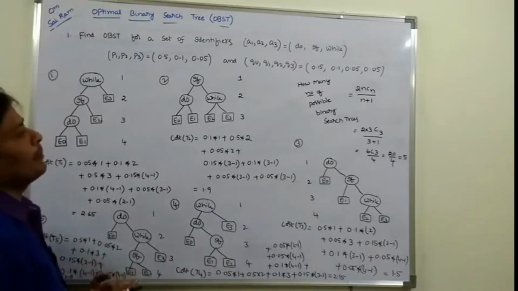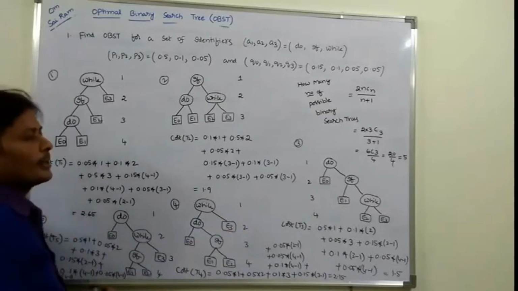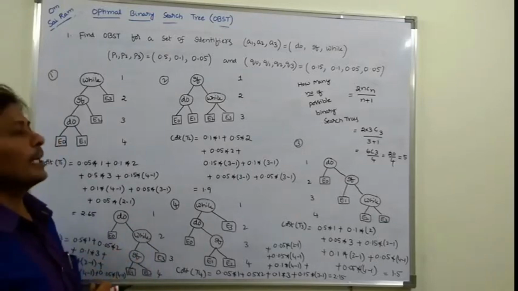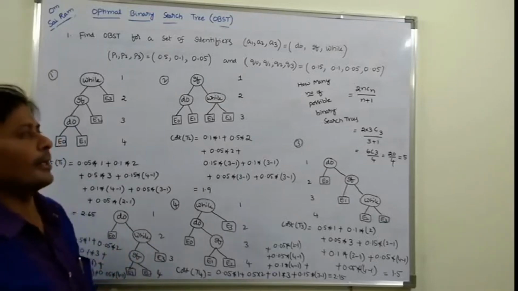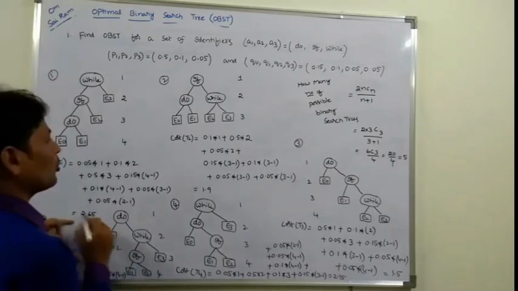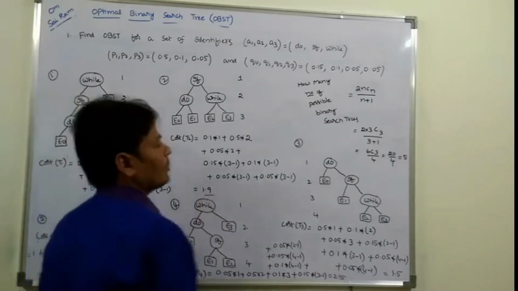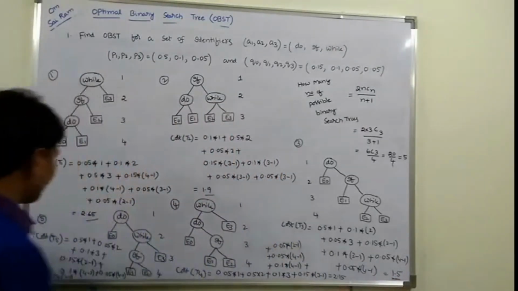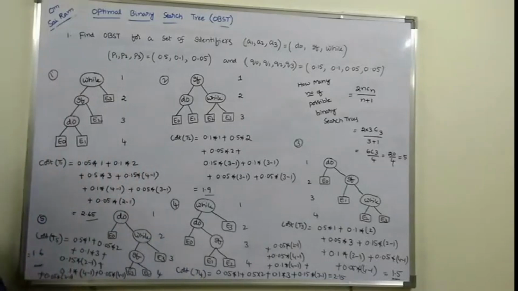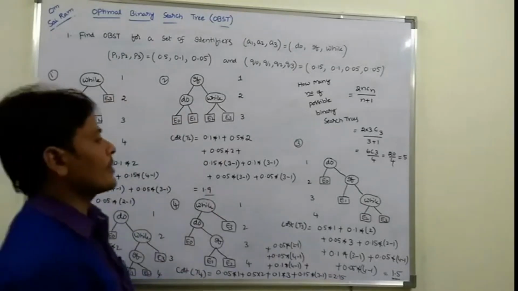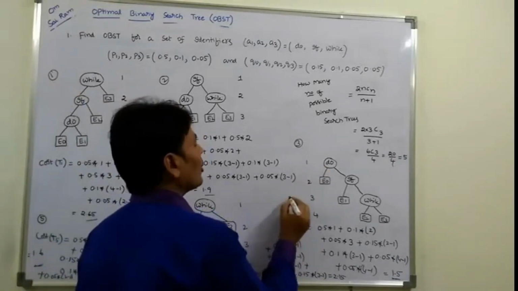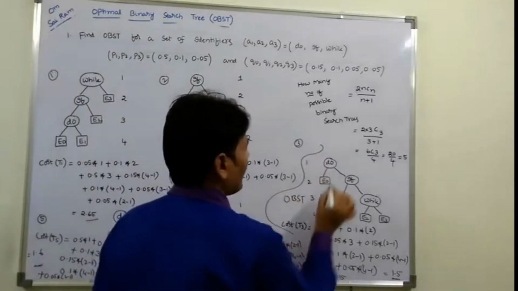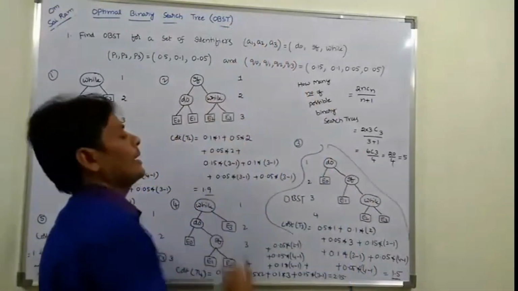So after completing these 5 binary search trees, which binary search tree contains the minimum cost value? That binary search tree is the optimal binary search tree. First binary search tree cost is 2.65. Second binary search tree cost is 1.9. Third binary search tree cost is 1.5. Fourth binary search tree cost is 2.15. Fifth binary search tree cost is 1.6. Among them, T3 has the OBST. So this is the optimal binary search tree for these 3 identifiers.